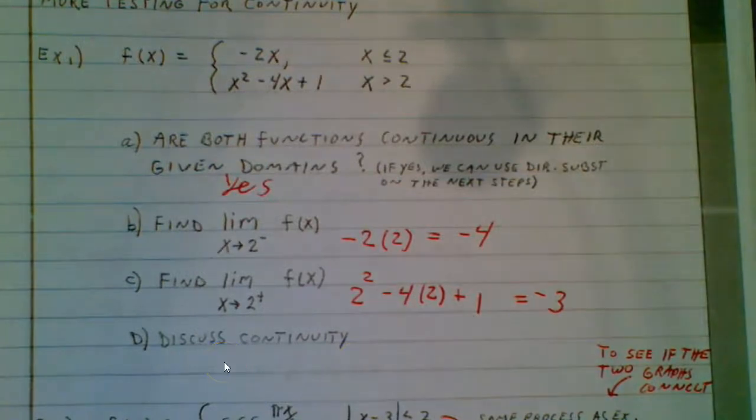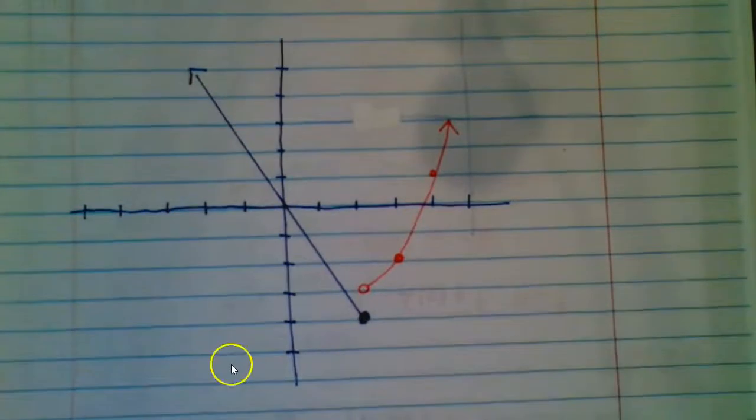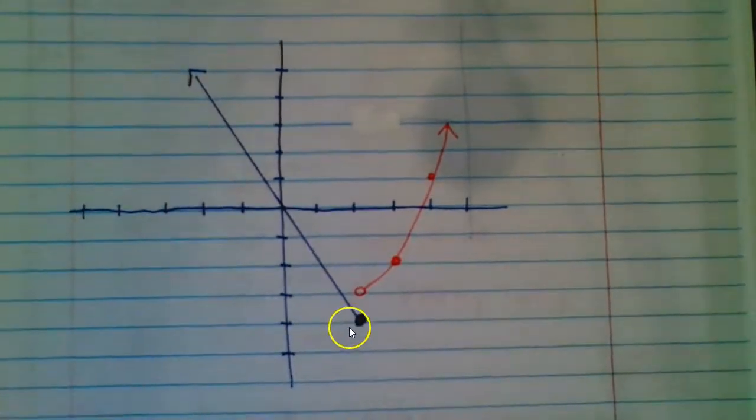I graphed these just so I could show you what this would look like. So the blue one is the line. This would be the line of negative 2x. I just started at 0 and went down to over 1. So this would be my line. But I limited that graph to only where x is less than or equal to 2. And so that's where you get this guy from.